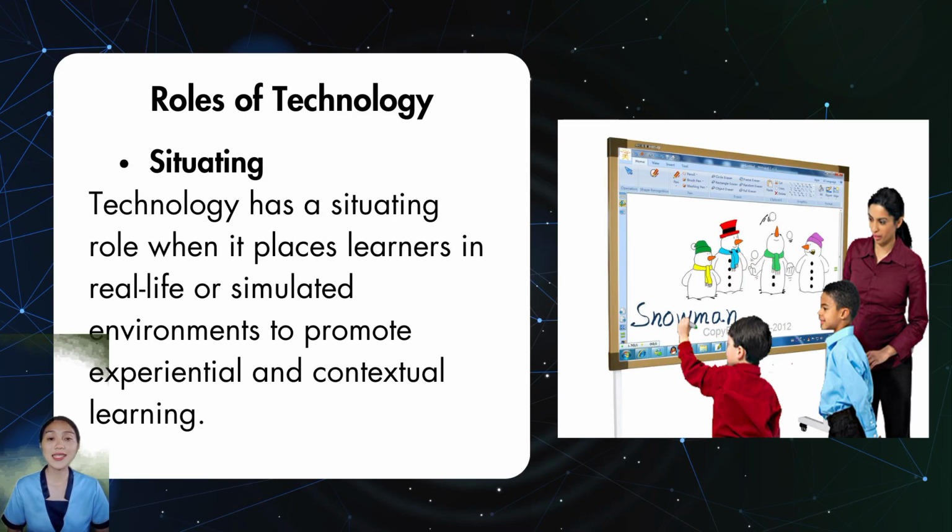The next one is the situating role. In the situating role, technology places learners in real life or simulated environments. For example, virtual laboratories, simulations, and educational games. These tools allow learners to experience situations that may be unsafe, expensive, or impossible in real classrooms.